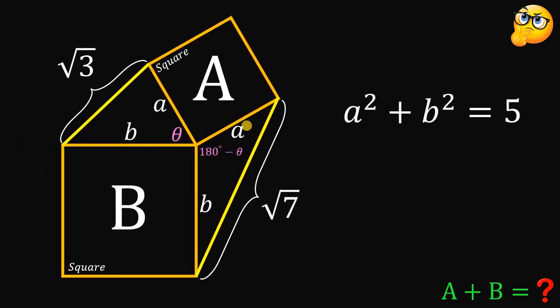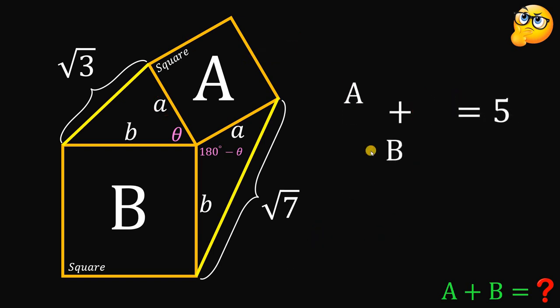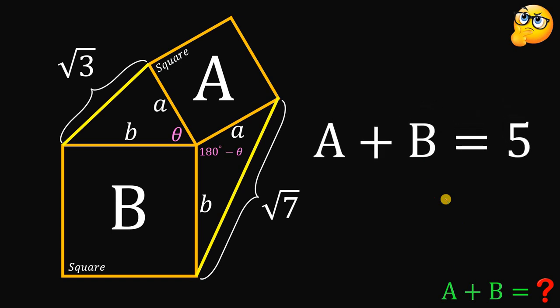And going back to our figure, since the side length of this square A must be equal to small a, we can say that a squared must be equal to capital A, or the area of this square, and b squared must be equal to capital B, which is the area of square B. So we can replace a squared with capital A and b squared with capital B. So we can say that A plus B, this is what we want to find, or the sum of the areas of these two squares, must be equal to 5 units. And that is the answer to this question.